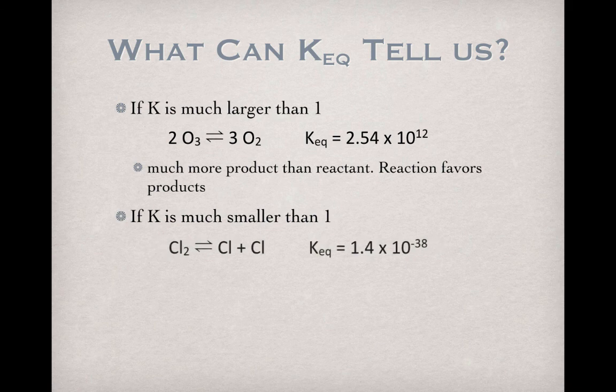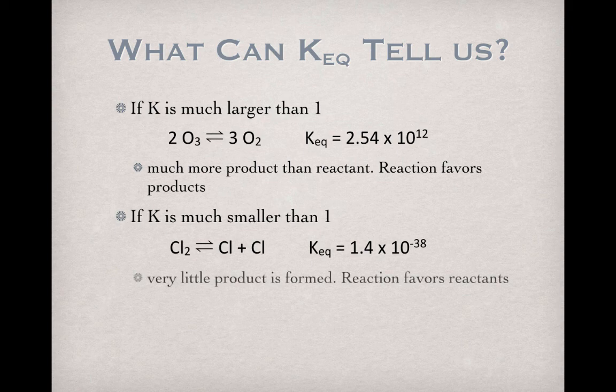If K is much smaller than 1, here's an example where we have a chlorine molecule breaking apart into 2 chlorine atoms, with an equilibrium constant of 1.4 times 10 to the minus 38. A very, very tiny number. What this means is the reaction really doesn't like to happen, and you have very little product formed. So for this reaction, we would say that it favors the reactants.